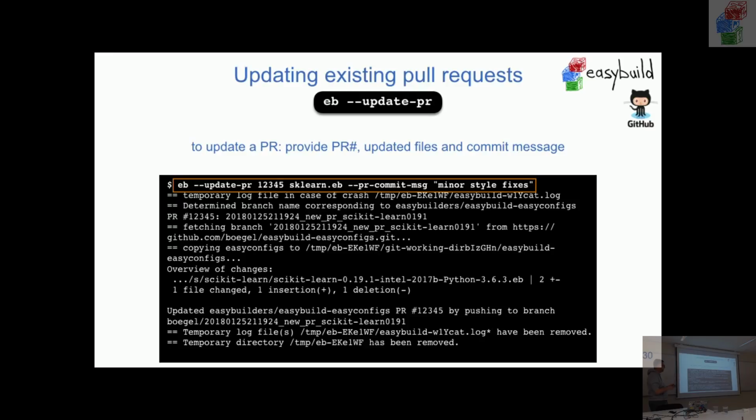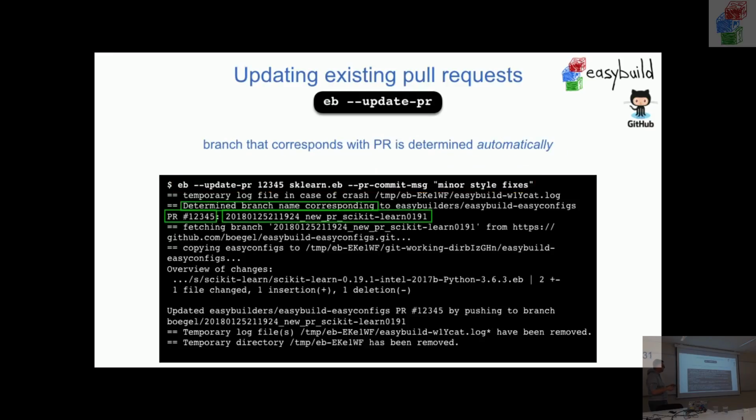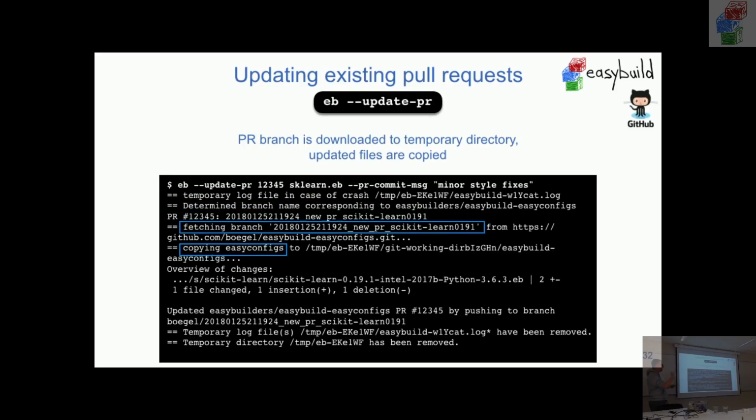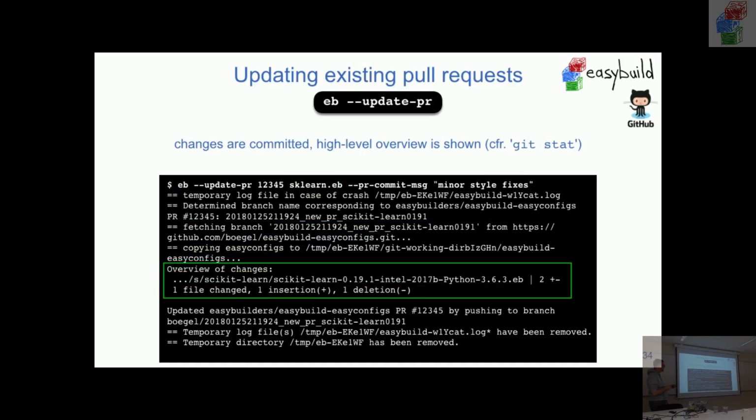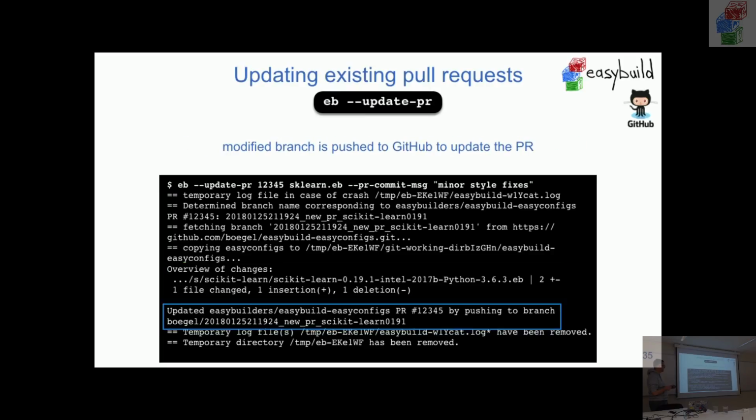And it will go ahead and do the whole cycle, checking out the right branch that corresponds to the pull request, pulling in that branch locally in a temporary directory, copying the easyconfig file here into the right location, and doing the commit. So that's copying, doing the commit with the message you give it, and then pushing that branch into your fork, which basically updates the pull request.